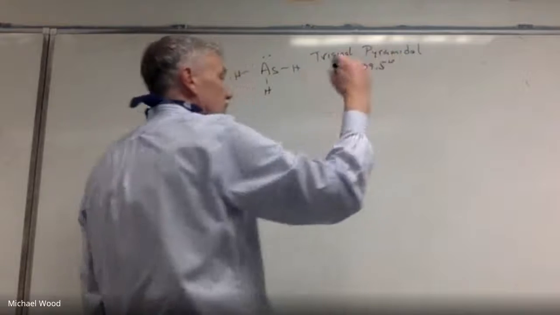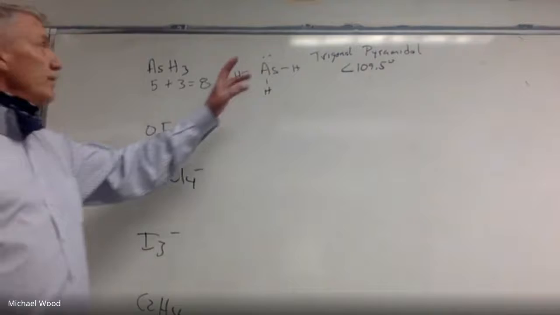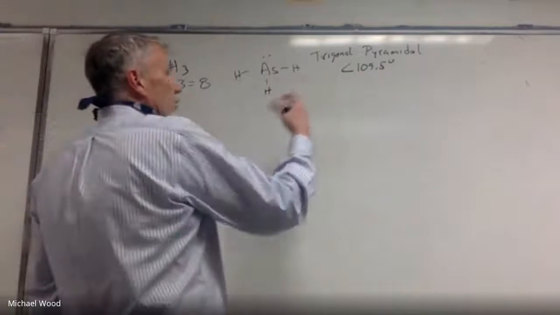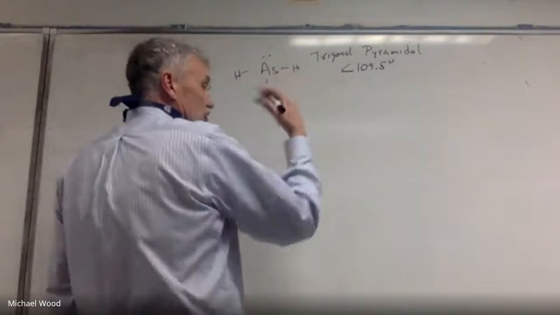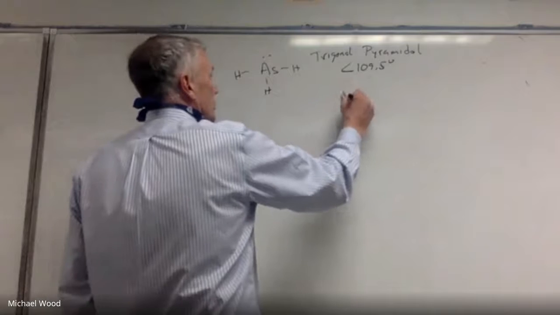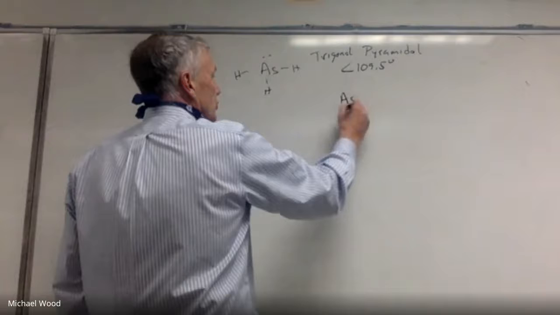The bond angle of tetrahedral is 109.5, but the non-bonded pair shrinks it down a little bit. The way we would diagram that in 2 dimensions, and one day when you come back you'll build this, is we'll have arsenic in the middle, and one of the hydrogens will come towards you, and you'll see that.